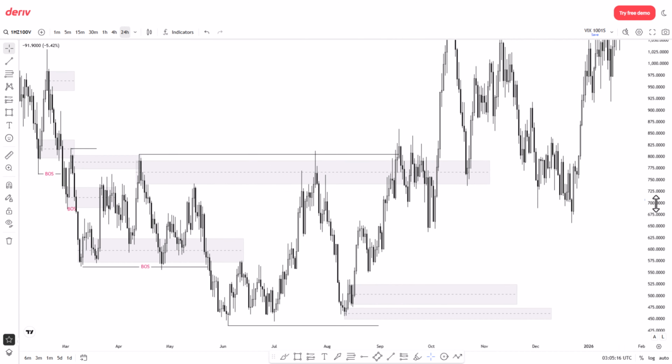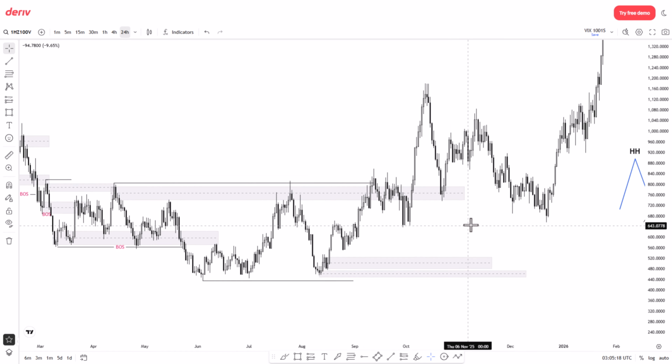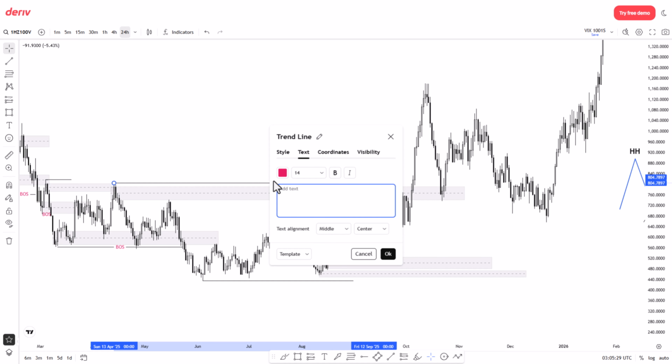So what are we expecting? We're expecting that price should retrace and make bullish, because now the trend has changed from bearish to bullish. Now we have what we call a market structure shift.